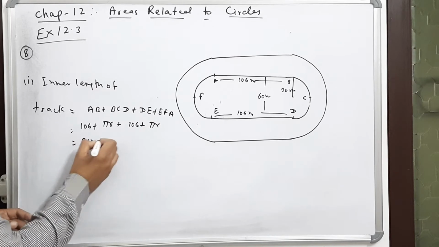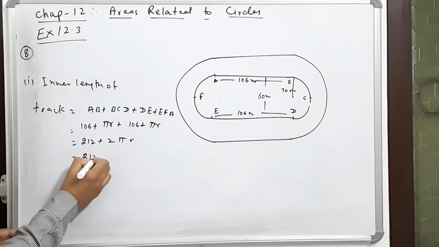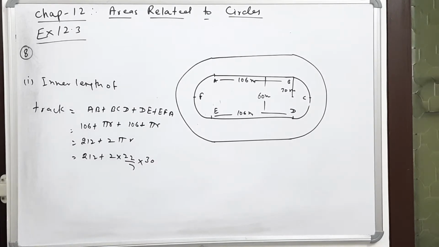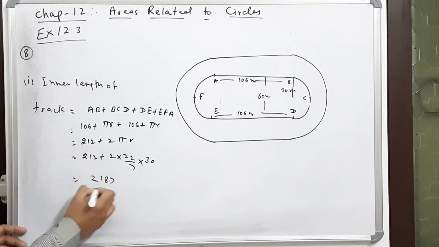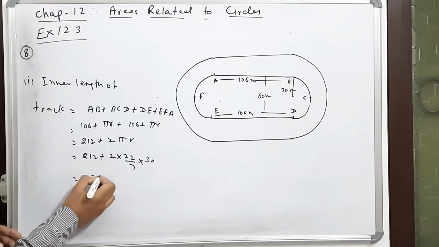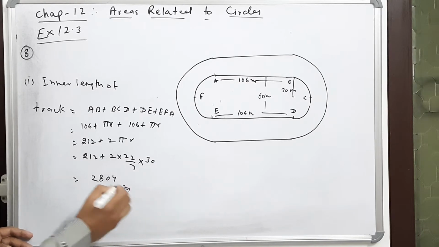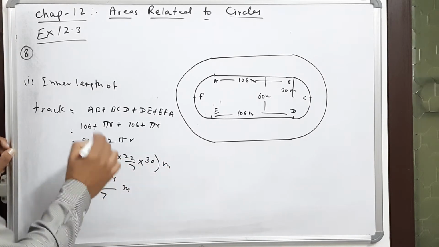So it is 212 plus 2 pi r. That will be the inner length. So here it is 212 plus 2 into 22 upon 7 into 30. So that will be the inner length of the track, and if you simplify this part, it is 2804 upon 7 meter. That you can solve. That is not required to explain. So that is the length of inner track.